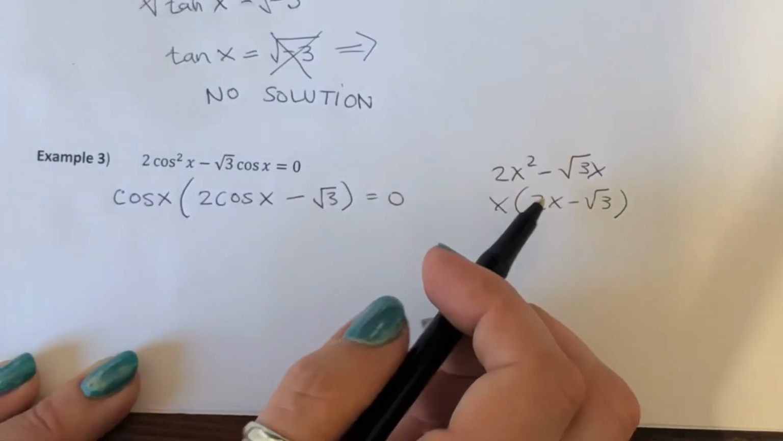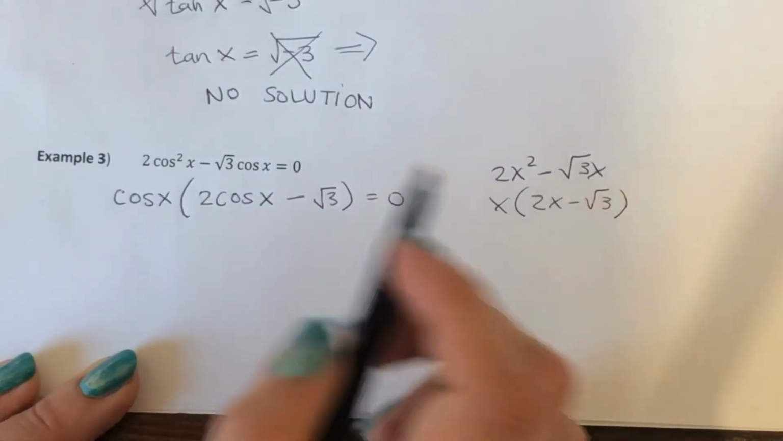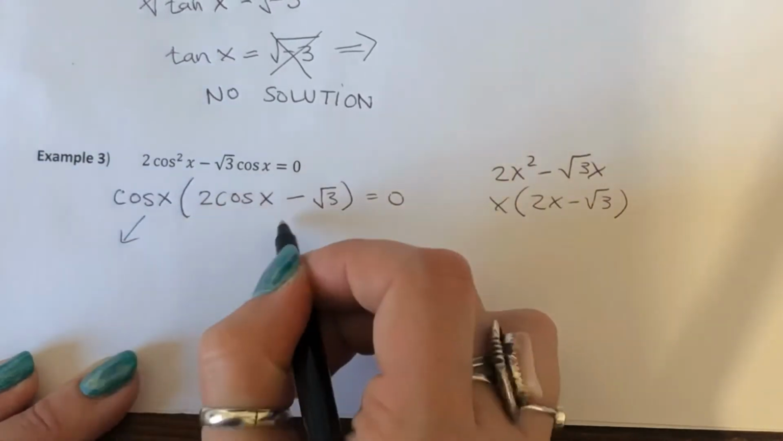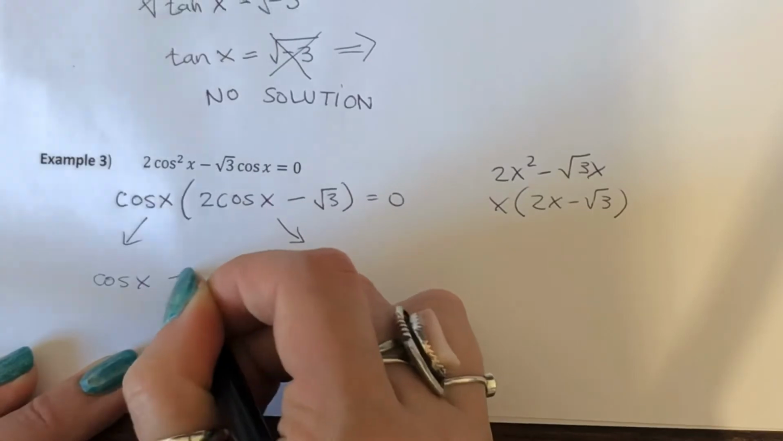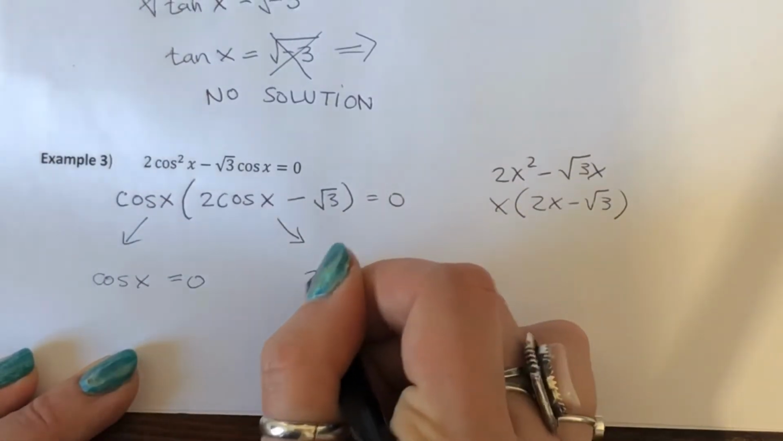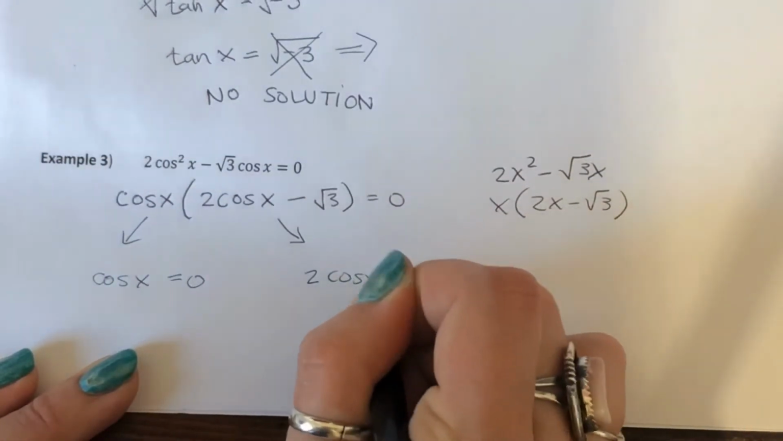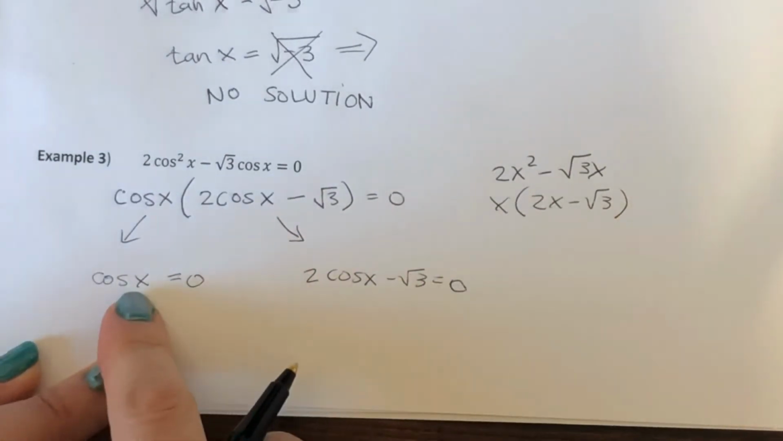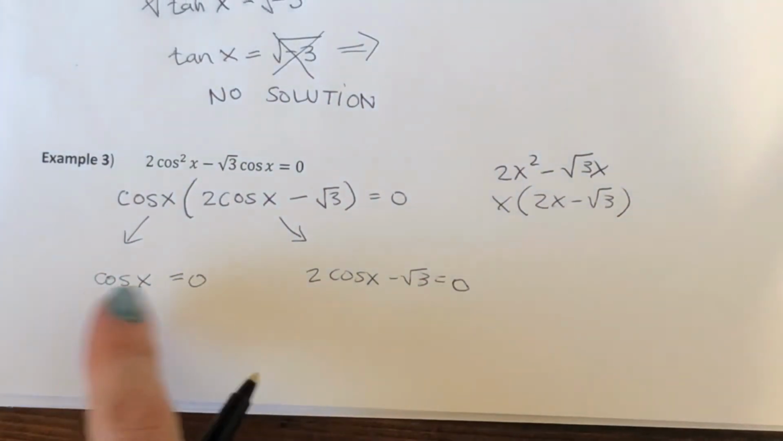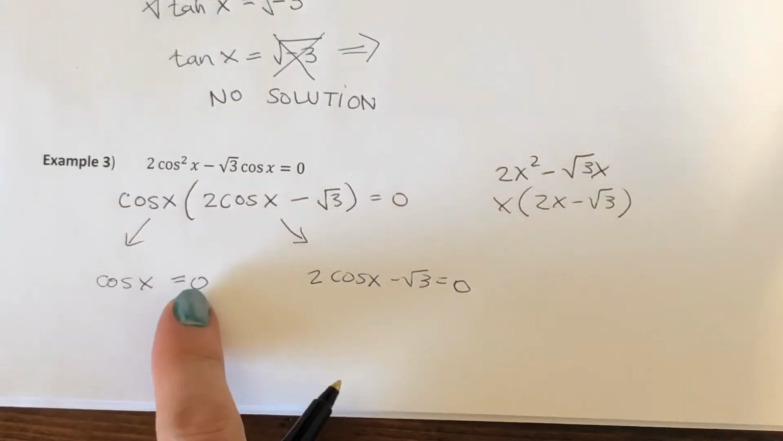So just like you would solve this, once we have it factored, you're going to take each part and set it equal to 0. So I have cosine of x equals 0. And then I have this equation, 2 cosine x minus the square root of 3 equals 0. So this one's easy. It's already solved. We just want to know when does cosine equal 0.